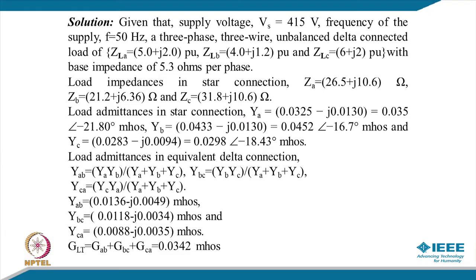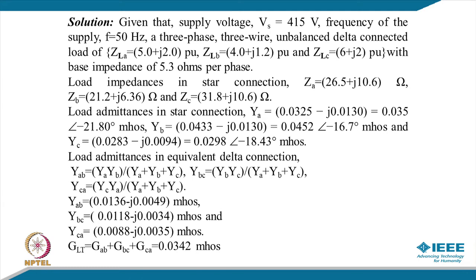Coming to the solution, given that the supply voltage Vs equals 415 volt and frequency 50 hertz, a 3 phase 3 wire unbalanced load with ZA equal to 5.0 plus j2 per unit, ZB 4 per unit plus j1.2 per unit and ZC 6 plus j2 per unit, with a base impedance of 5.3 ohm per phase. Getting the load impedance in star connection by multiplying with the per unit values, it comes ZA equal to 26.5 plus j10.6 ohm, ZB 21.2 ohm plus j6.36 ohm and ZC 31.8 plus j10.6 ohm.